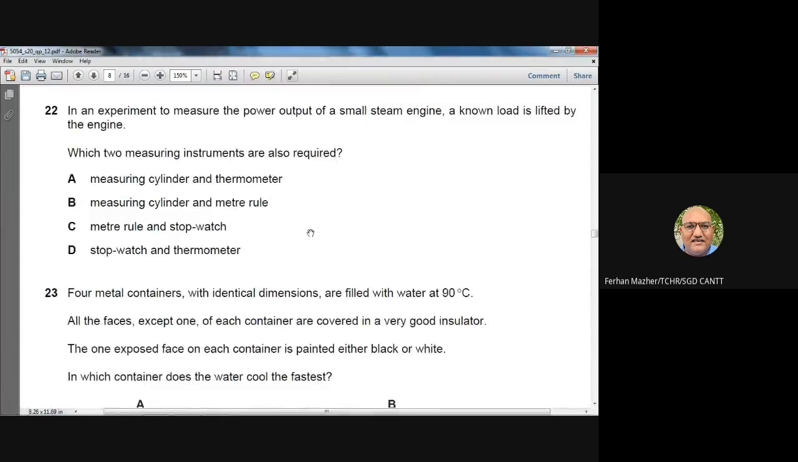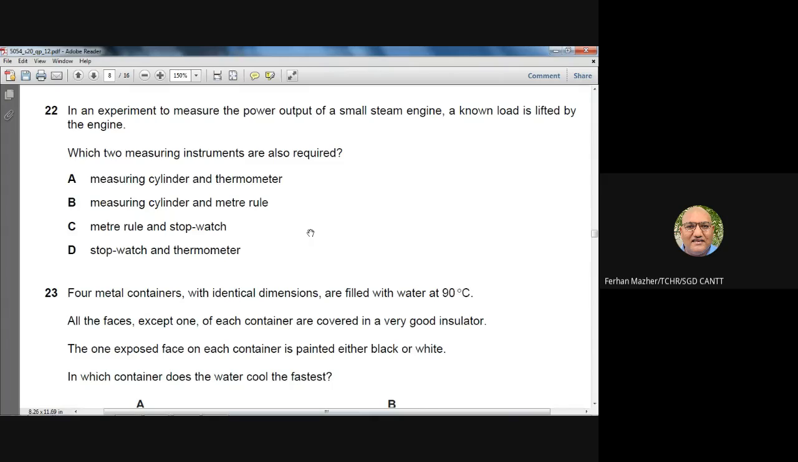In an experiment to measure the power output of a small steam engine, a known load is lifted by the engine. Which two measuring instruments are also required? Measuring cylinder and thermometer. Why? No measuring. To measure the power, I need to know the work done and I need to know in how much time you did that work. Work done and the time should be known. So work done can be calculated by knowing the force, the weight, and the height you gained. And the time can be measured with the help of the stopwatch.